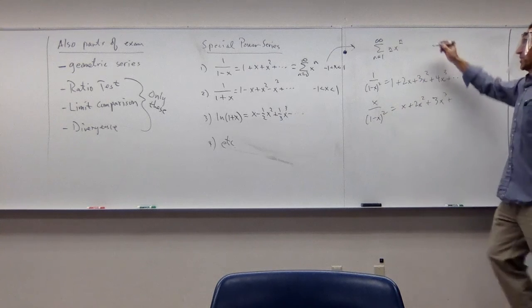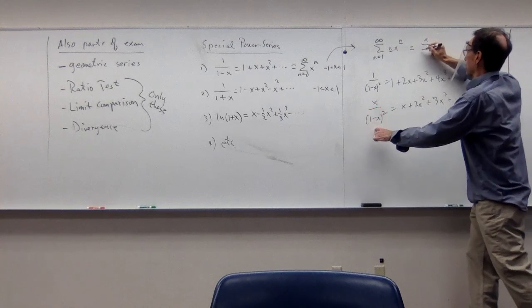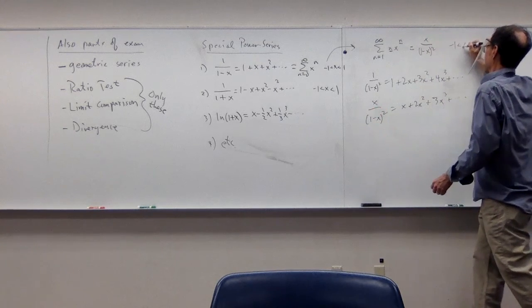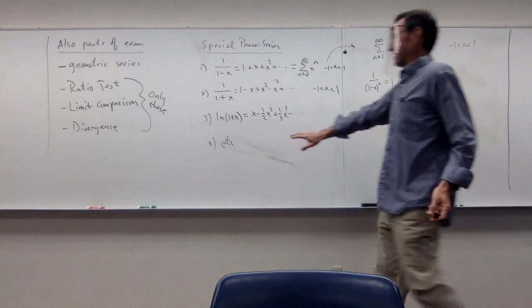And now it's perfect. So I know this is going to converge to x over (1 minus x) squared, provided we had a good x. Can't do anything outside that interval. All right. So that's kind of the et cetera.